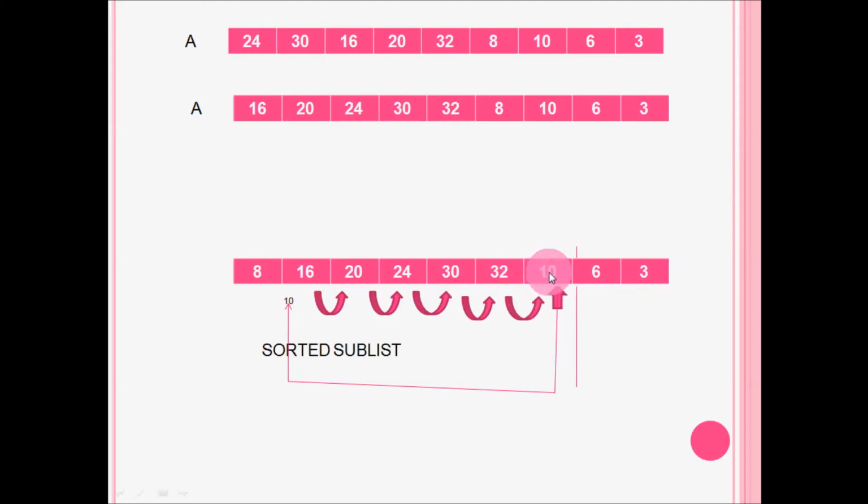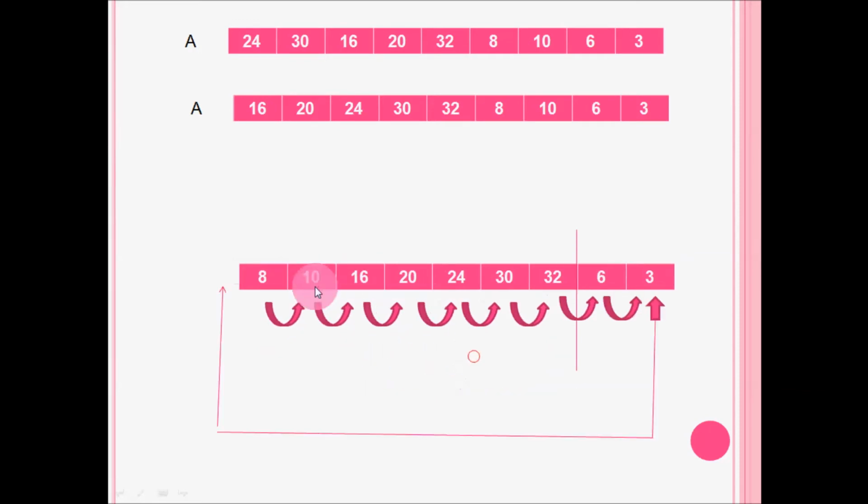Now what about 10? If we have to take 10 to its appropriate place, here, how many shifts do we have to do? First we have to shift these 1, 2, 3, 4, 5. After 5 shifts 10 will be here. So 10 is here and all the items get shifted.